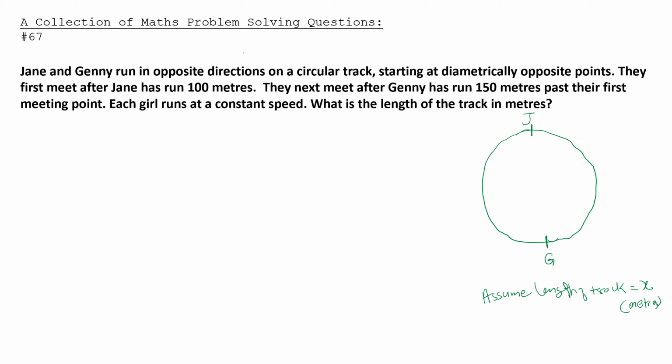The next thing is they run in opposite directions. So if Jenny runs this way, Jane runs the other way. If Jane runs this way, then Jenny would run the other way. So that is how they are running.